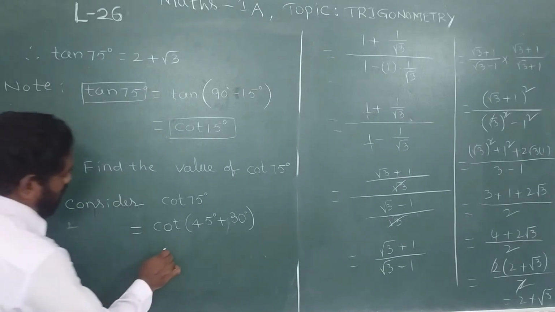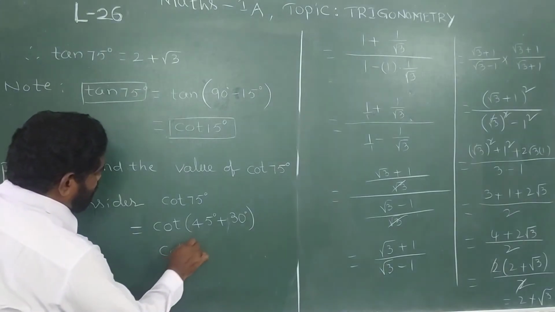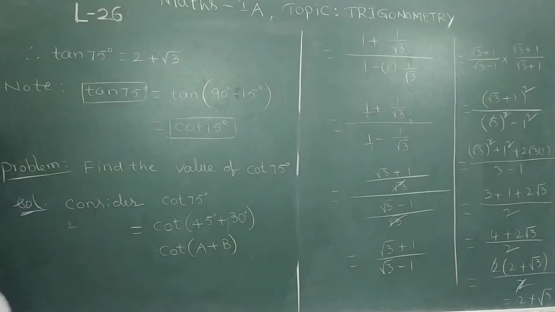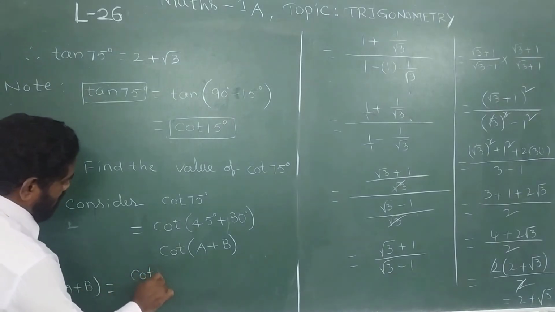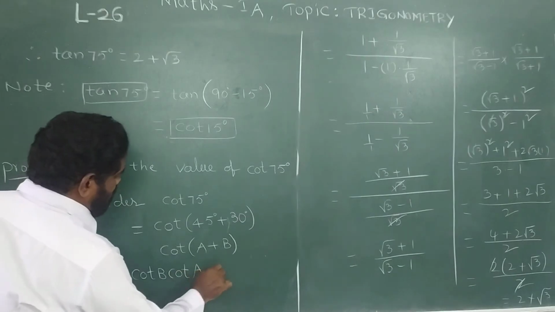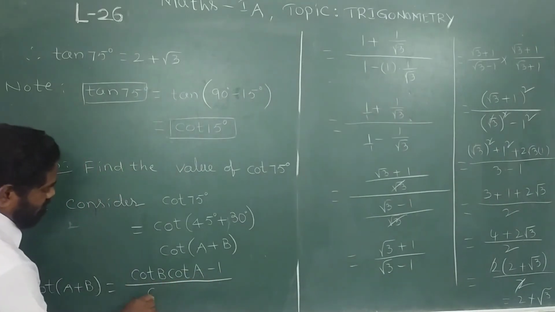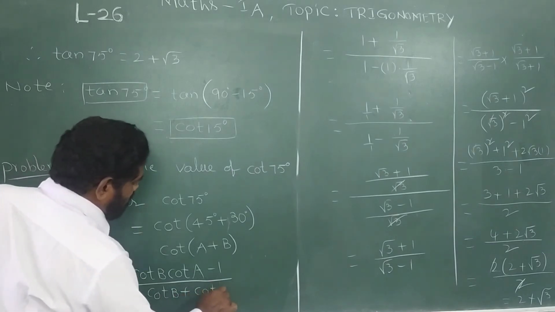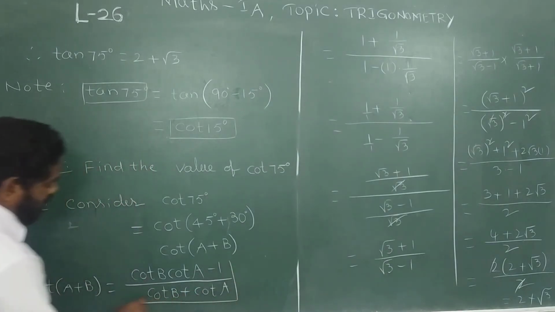This is in the form of cot of A plus B. Cot of A plus B equals, the formula is, cot B cot A minus 1 by cot B plus cot A.